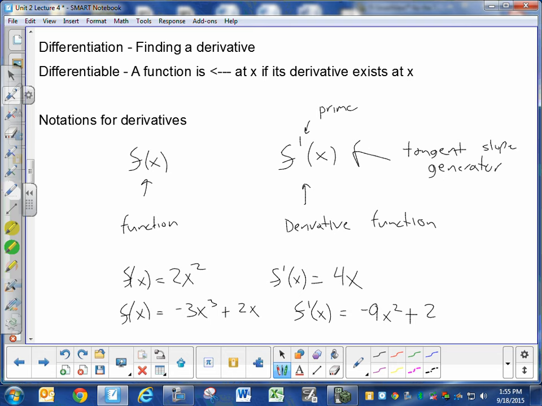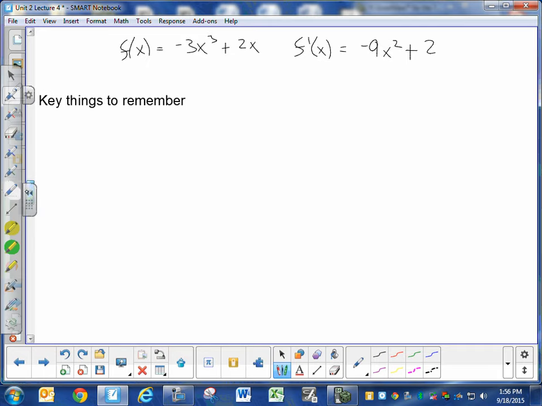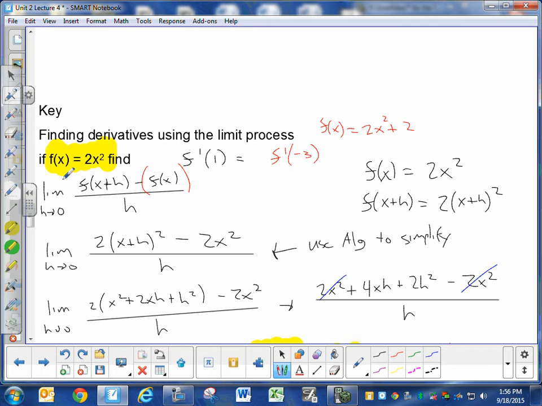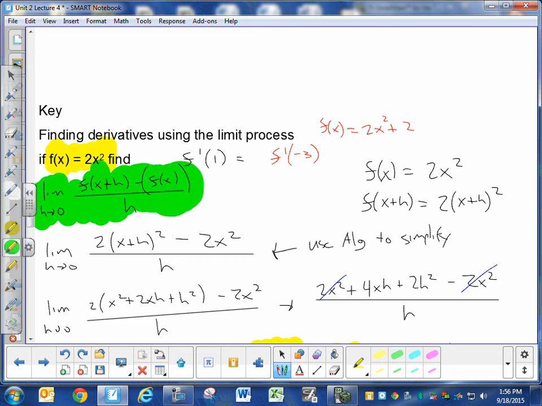It's fantastic. And what is going to give us these magical functions that will tell us tangent slopes? Well, our magical formula, this. We can use this to discover our tangent slope generators for each function that we want to look at.